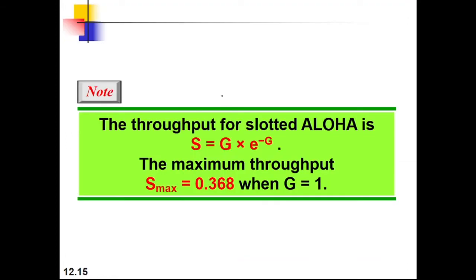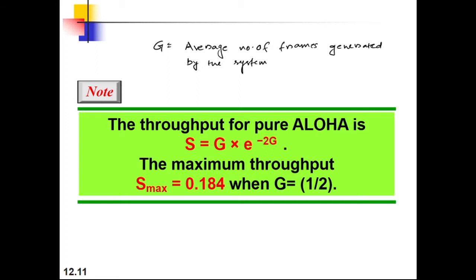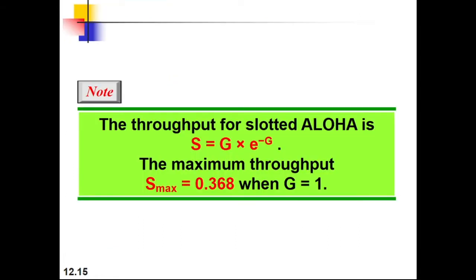Okay, and this is the throughput, that is S equal to G into e to the power minus G, and you have to remember it, and S max equal to 0.368. So this is the throughput for slotted ALOHA, and this is the throughput for pure ALOHA. The only difference is that S equal to G into e to the power minus G here, and in pure ALOHA we have e to the power minus 2G. So the maximum throughput of slotted ALOHA is 0.368 when G equal to 1.